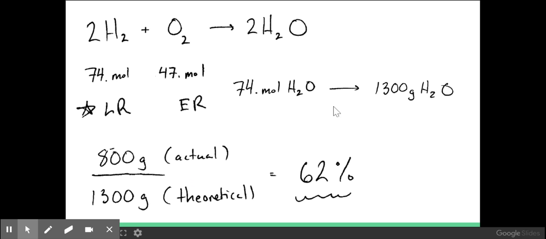Going back to what we previously calculated in the other part of this problem, we found that we were generating 74 moles of water, which was 1,300 grams of water. That is a theoretical quantity. That is, in a perfect world, I do this without any loss of product. I do this without any error. That's the amount that I should have gotten. By making a ratio out of that, my actual yield divided by my theoretical yield, my final percent yield comes out to be 62%.